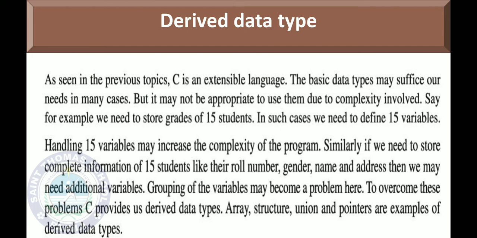Suppose there are not only 15 students. If there are more students, suppose in the class 30 students are there, then to write down their information you have to declare 30 variables. Then after, separately you have to give input for all the 30 variables, means the value we have to assign, that is, what is the marks of the students. So it will take more time. So to avoid this complexity, with the help of our existing data types, we can use these derived data types, that is array, structure, union and pointers.